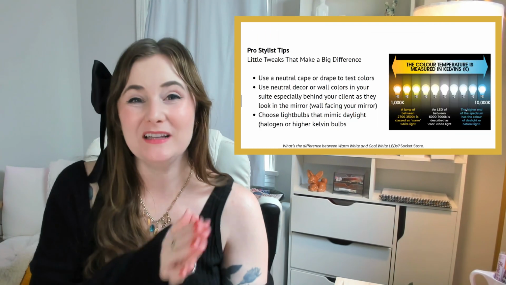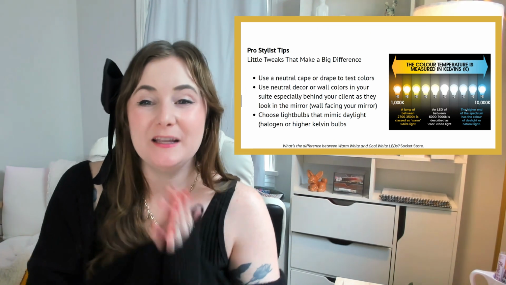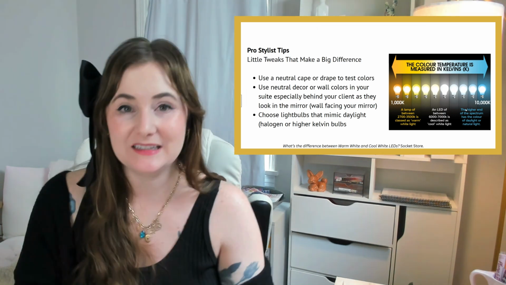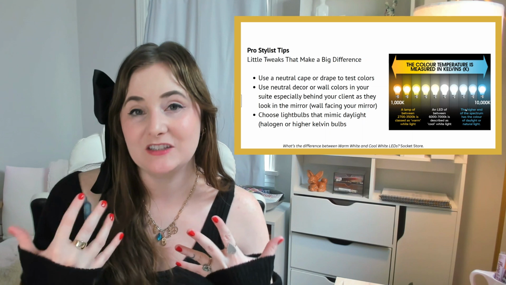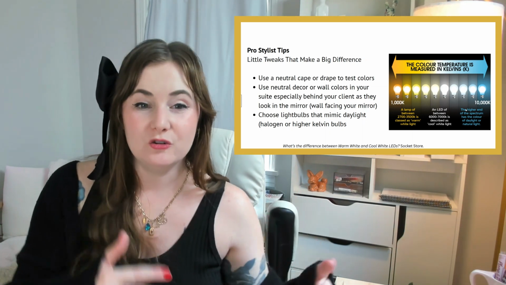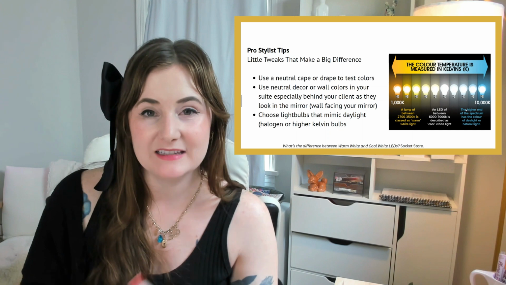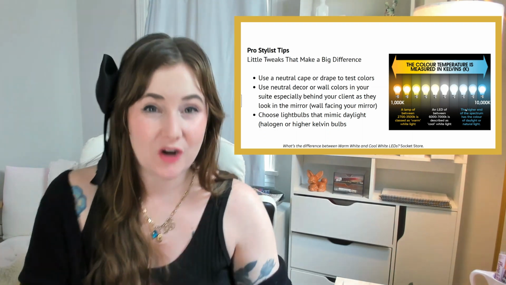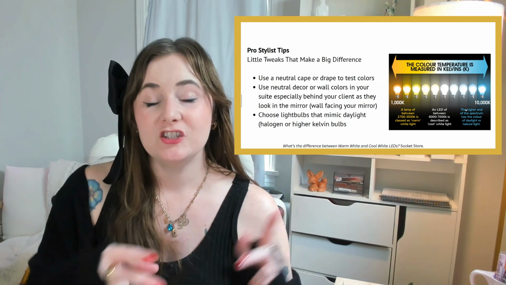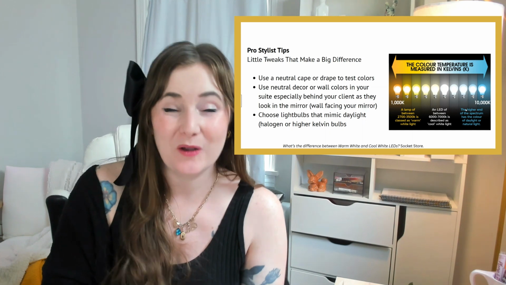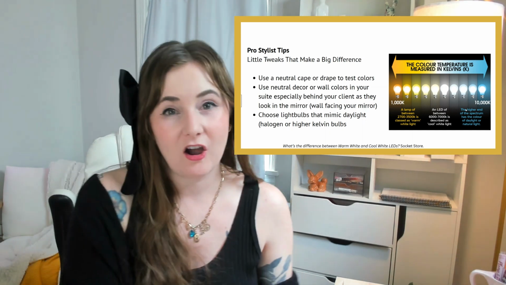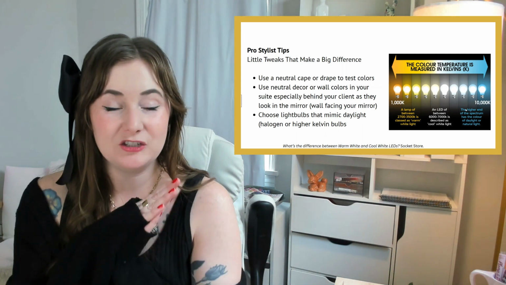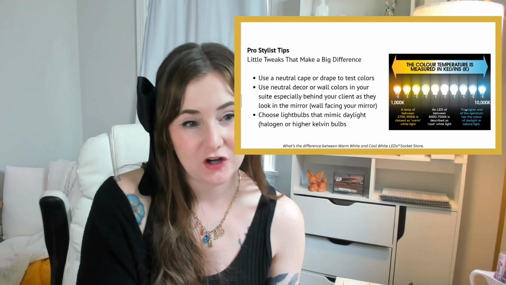Okay, so I want to end this training with some tips for you guys for your studios. Little tweaks that can make a big difference as you're typing your clients or talking to them about color are neutral capes to drape or test colors. A couple of different colors you could have as little drapes would be a stark white and then a cream. A cool toned person is going to look better in stark white than in a cream tone. Similar with black and brown. A cool tone person is going to look better in black than in a dark brown.